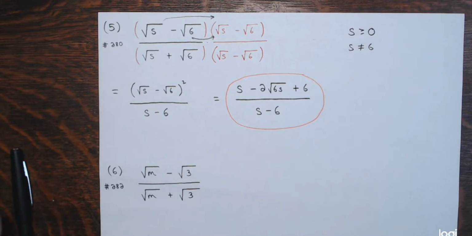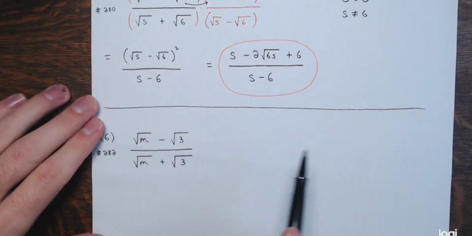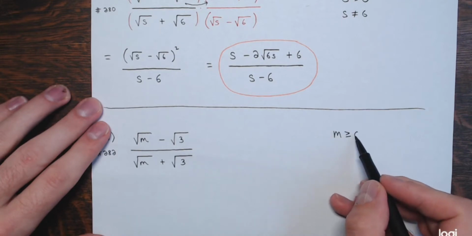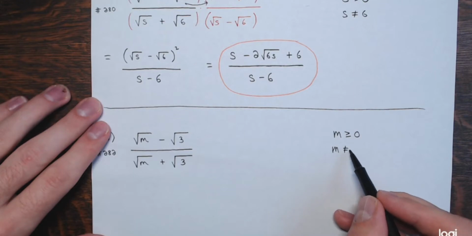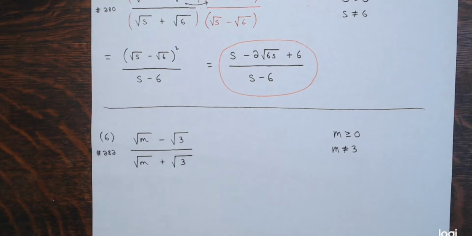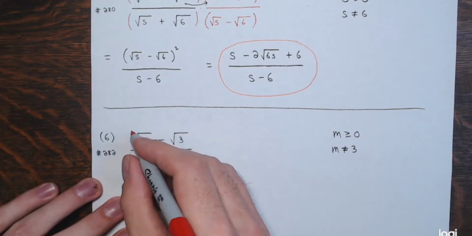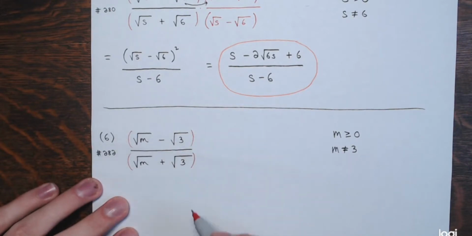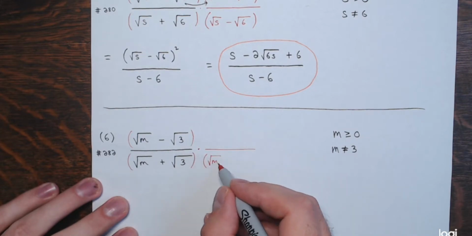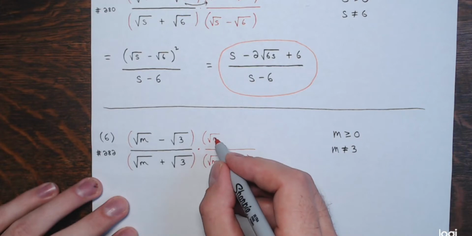And finally, question 6 here, very similar. Hoping you can tell, these are all square roots again, so m has to be non-negative, but also m can't be 3. You'll see in a second, because I'm going to multiply by the conjugate of the denominator, and I don't want to multiply denominators by 0. So the numerator and denominator both have multiple terms, I'm going to put parentheses around them. I'm going to multiply the denominator by the conjugate, the square root of m minus the square root of 3, and the same multiplied by the same expression in the numerator, the square root of m minus the square root of 3.